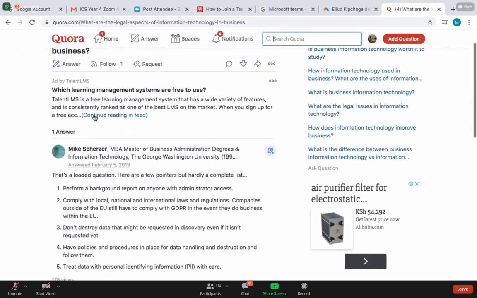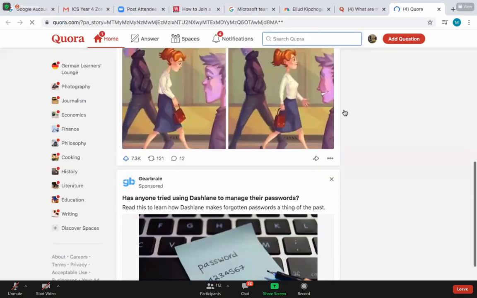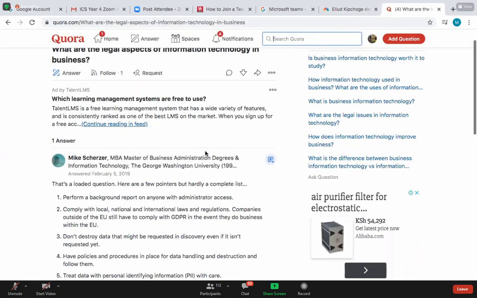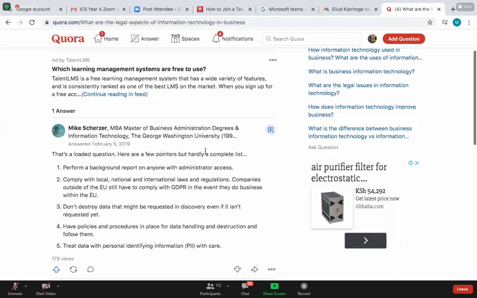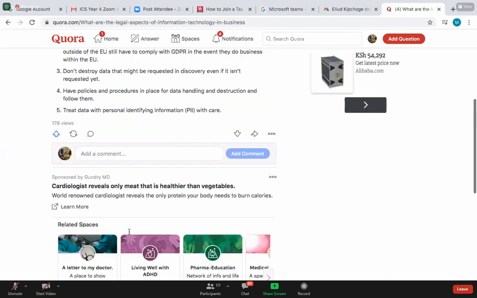So this is a loaded question. Perform a background report and email the administrator access, comply with local, national, and international law regulations. Companies outside the EU should comply. They don't destroy data, have policies and procedures in place for data handling, treat data with personal identifying information.